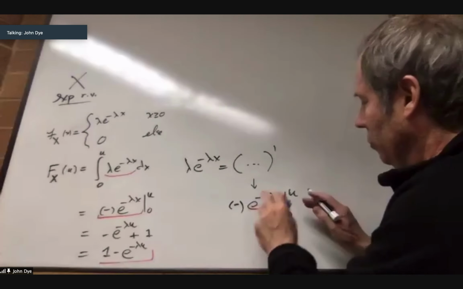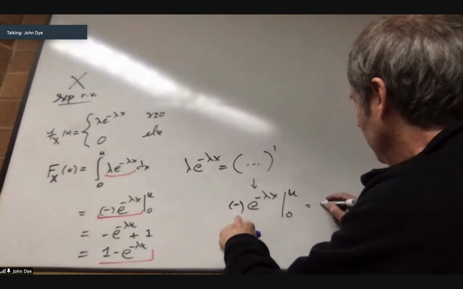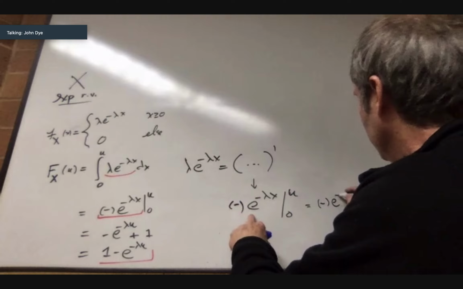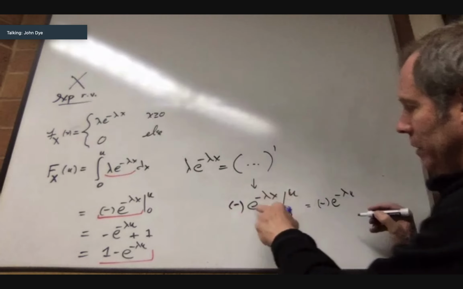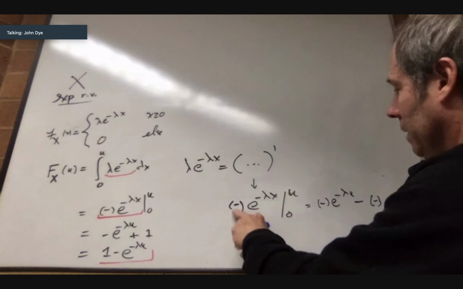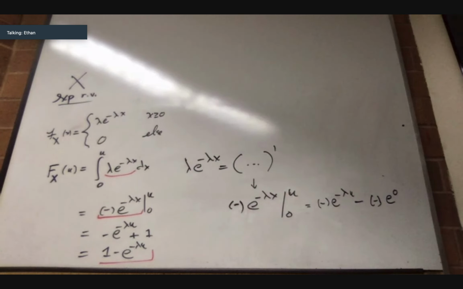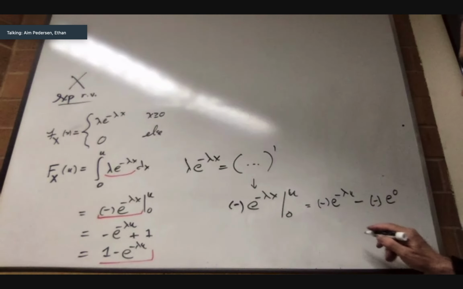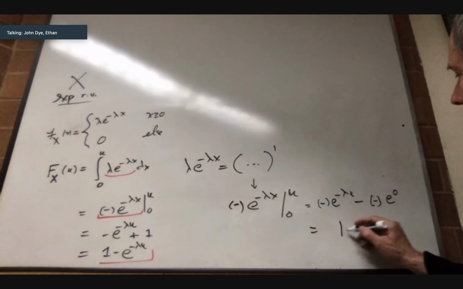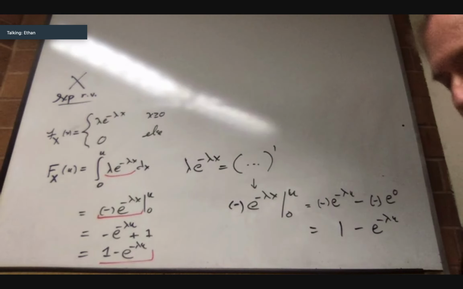No, okay, let's do it step by step. You put in the u first, and you get minus e to the minus lambda u, right? You good with that? Now you subtract off minus e to the 0, right? Okay, so it is minus 1. There's two minuses, you're subtracting, so minus minus one, which is plus 1. So what I was missing was 1 minus e to the minus lambda u. Okay, thank you. That makes sense.